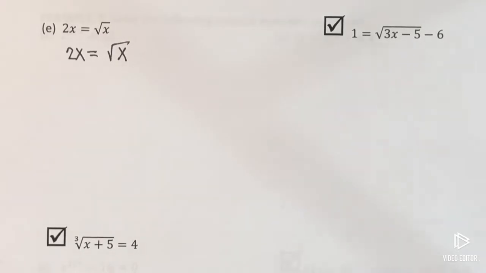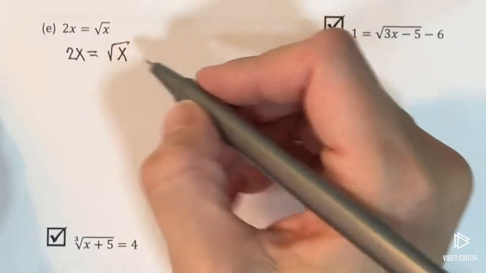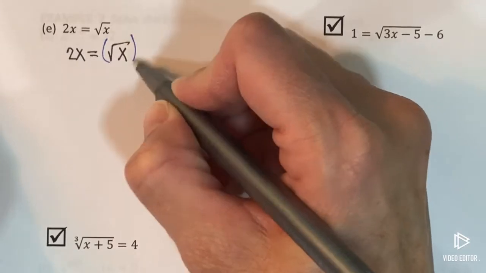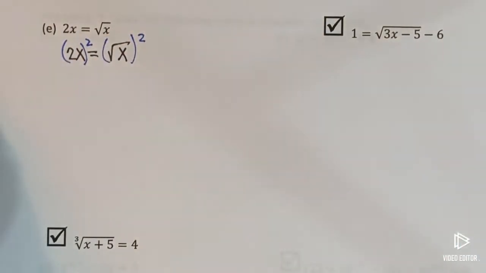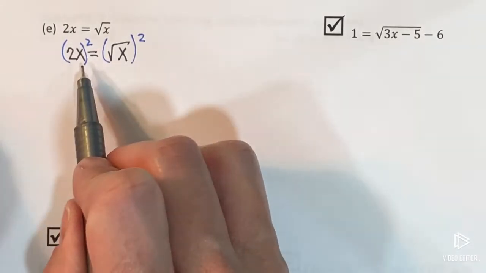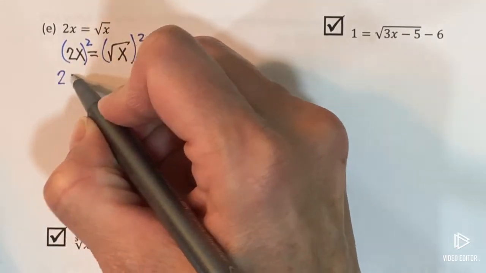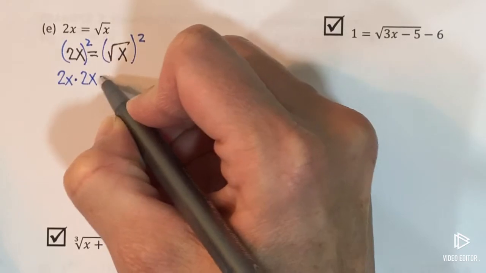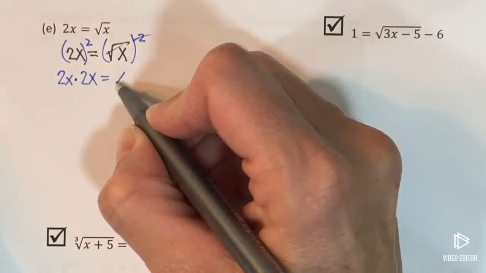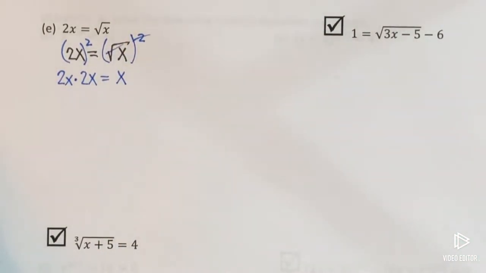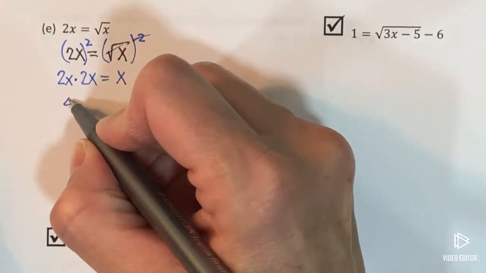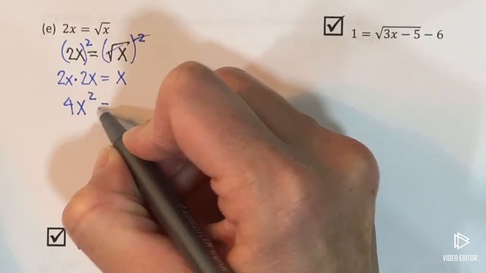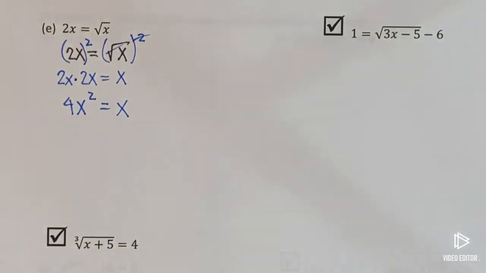To get rid of the square root, we're going to square that side and we're going to square the whole other side. Keeping in mind when you square it, it's like 2x times 2x. The radical and the square go away and leave you x. Okay, on the left, 2 times 2 is 4. x times x is x squared equals x.